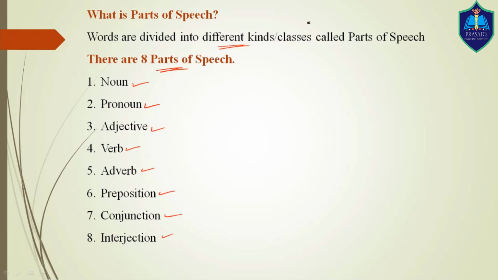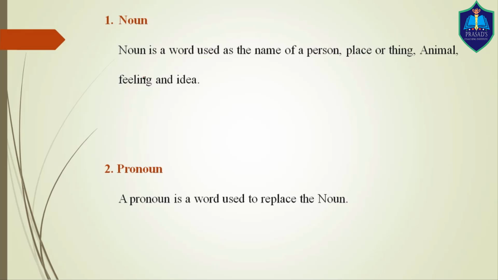So moving towards the next slide. What is a noun? Once we ask what is a noun, we get only one definition, that it's a naming word. Yes, a noun is a word used as a name of a person, place or thing, animal, feeling and idea. So this is the definition of the noun. We usually say a noun is a naming word. I will take a few examples to explain what is a noun.